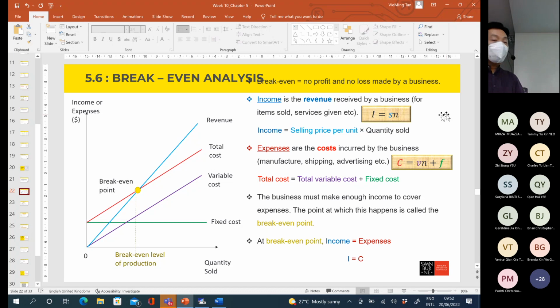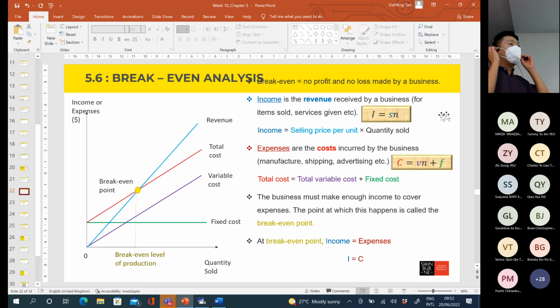On the other hand, what is the meaning of expenses here? Expenses means spending, or the total cost incurred in running the business. Generally, there are two costs that occur when running the business, and these two costs are called the fixed cost and the variable cost.